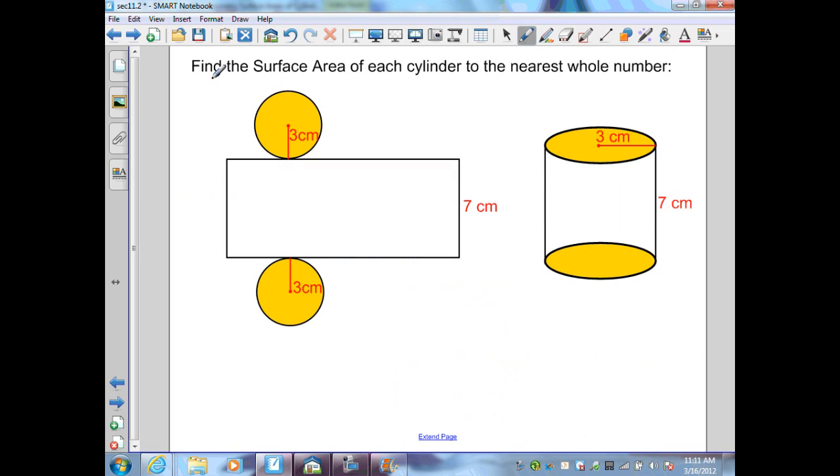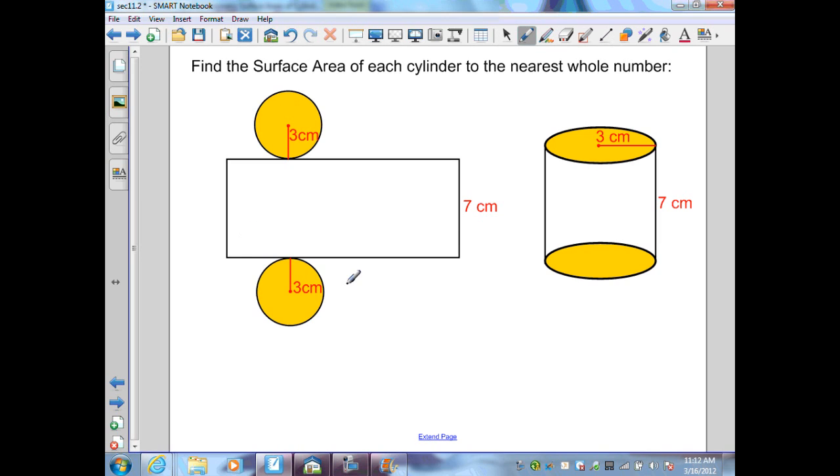For our next problem, they want us to find the surface area of each cylinder to the nearest whole number. Here we're given a cylinder. Our bases, again, we know are circles, and the radius is 3. I know my height, which is the altitude, is 7, and I have a complete net. Again, the circles represent my bases of my cylinder, and the white rectangle is the lateral face.